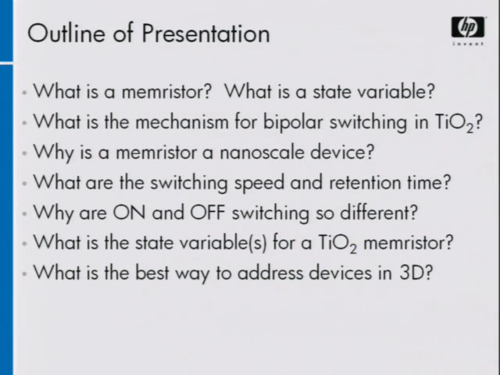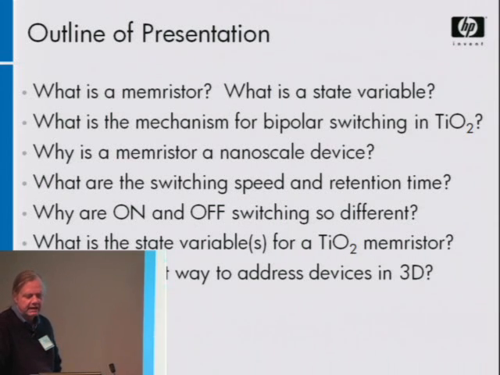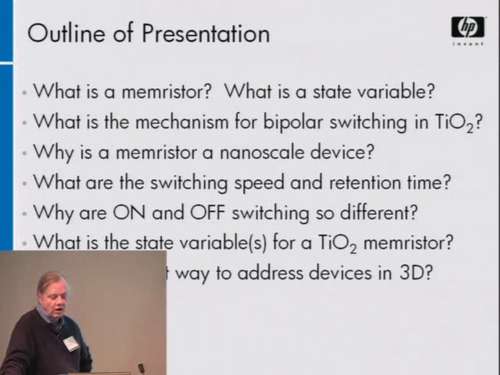Memristors are dynamical devices. They're not your old standby device that you've ever worked with before. They have state, and that really distinguishes them from anything and everything else. They're latches, if you will. Think of a memristor as a latch, and even something more interesting, it's an analog latch. So what is the mechanism for bipolar switching? I'll talk about that. Why is a memristor a nanoscale device?